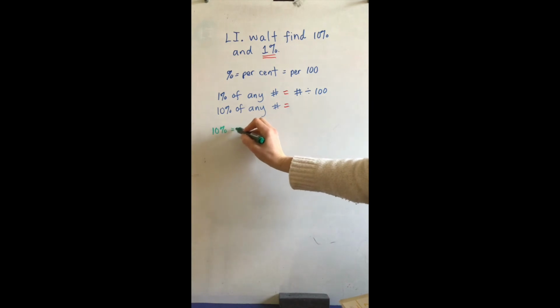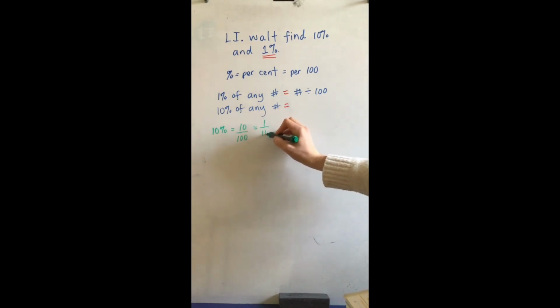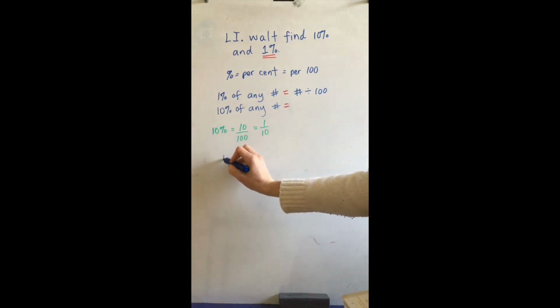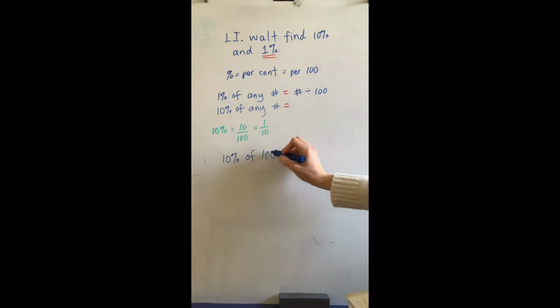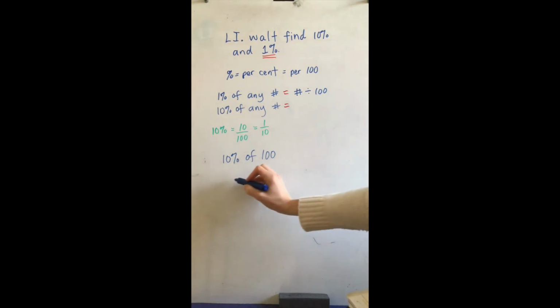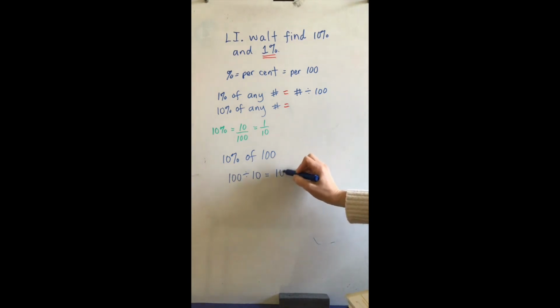10% is equal to 10 over 100, which is also equal to 1 over 10. All right, so we know that. So if I want to find 10% of 100, for example, I divide by 10. So it would be 100 divided by 10, which is equal to 10. So 10% of 100 is equal to 10.